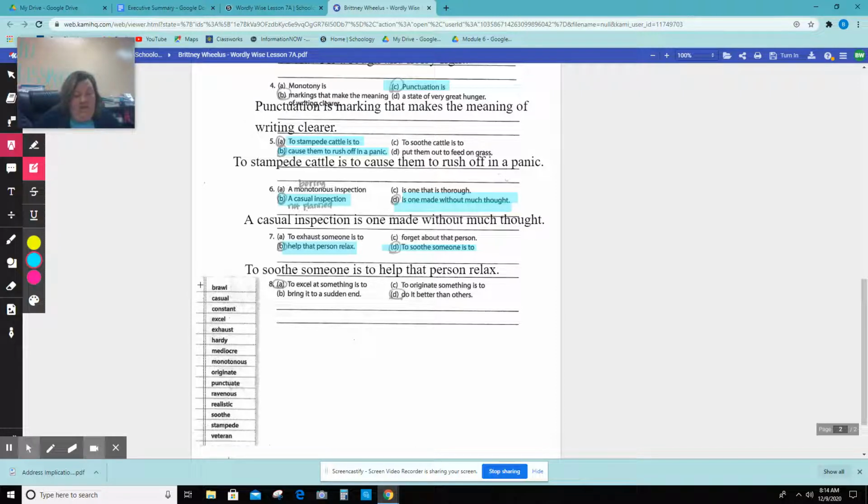excel at a lot of things. All right, grades, sports, band, whatever it may be. Okay, everybody has something that they are good at.